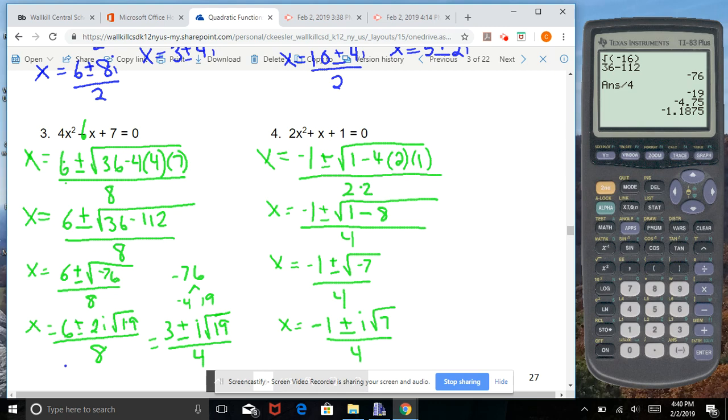Again, i is in our answer, so these are non-real imaginary roots. So the graph of 2x squared plus x plus 1 would not cross the x-axis at all. There would not be any roots.